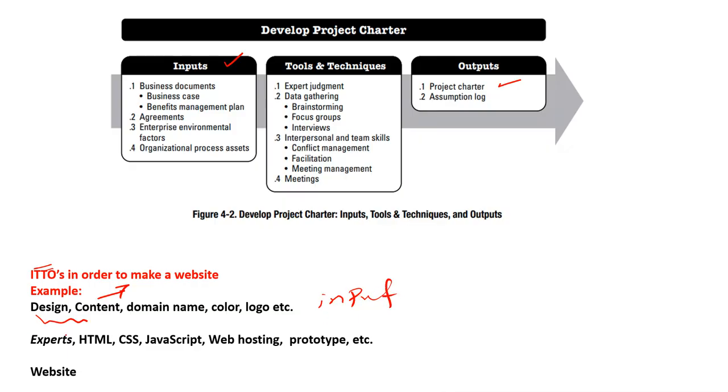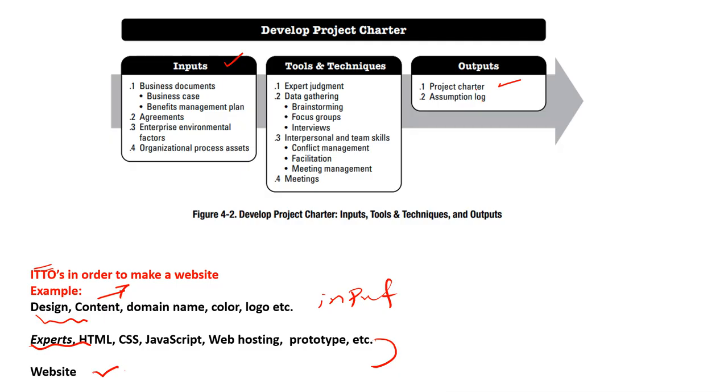When the inputs are ready, maybe we will hire an expert, get expert judgment on how to make the website, or decide whether to use HTML, CSS, JavaScript, web hosting, or a prototype. These are the tools and techniques in order to make the website. When we use these tools and techniques, our output will be the website. Exactly the same concept of ITTOs applies to find the output of each and every process. So the outputs here are the project charter and the assumption log.